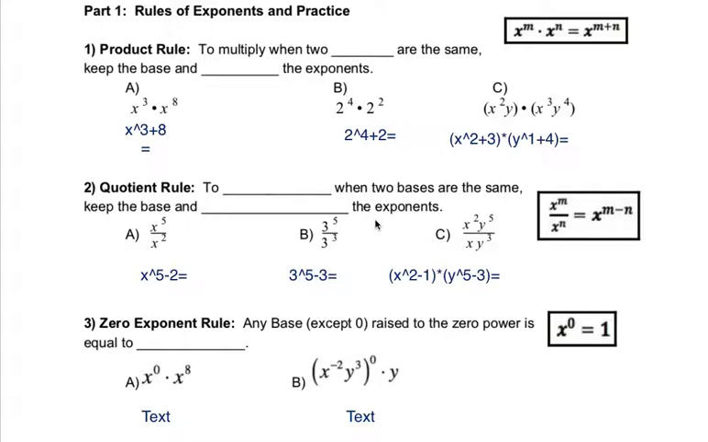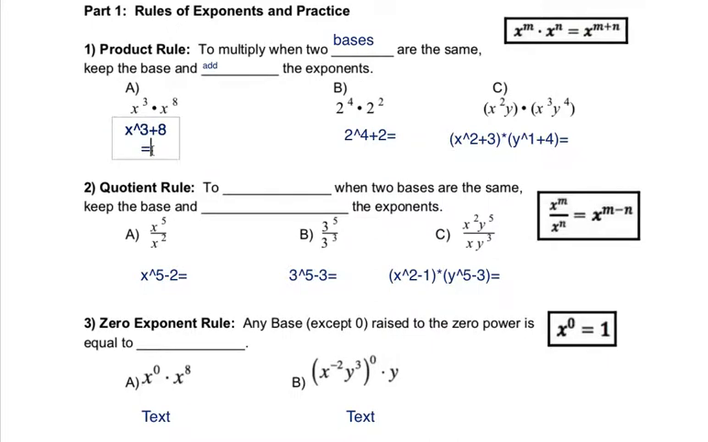So for our first rule, we have our product rule, which is what happens when we multiply two monomials with the same base together. You can see here, x and x have the same base, and I've got x to the m times x to the n. What happens when I multiply two bases that are the same? I add the exponents. So this becomes x to the m plus n.